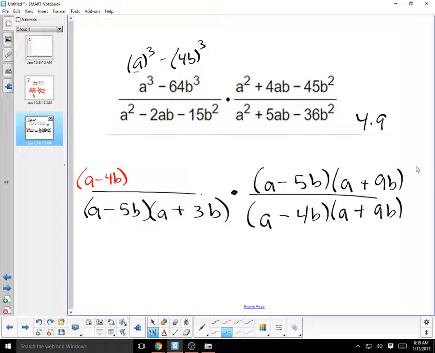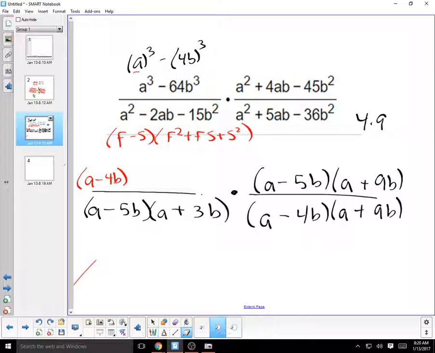It's the first one squared, plus first times the second, plus the second one squared. So that's the formula it follows. So we are at the first one squared, so A squared. First times the second, that means A times 4B is positive 4AB. And finally, the second one squared, so 4B squared would give me 16B squared.